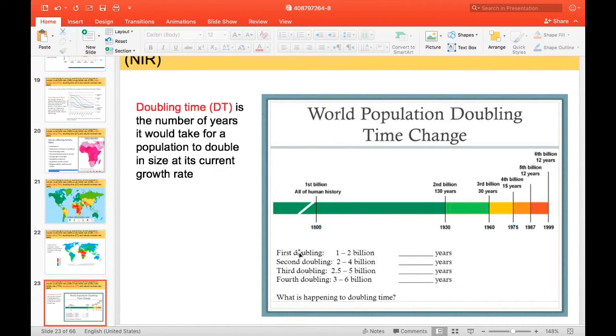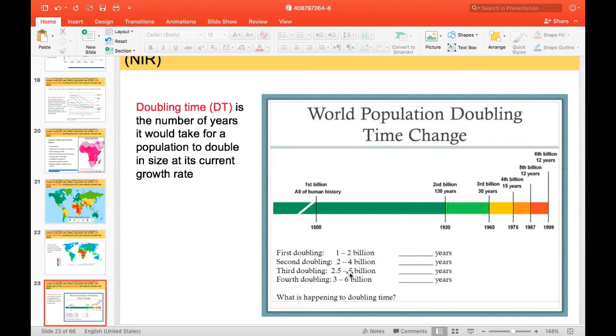So let's check. First doubling time, 1 to 2 billion. How many years? 130 years. Second doubling time, 2 billion to 4 billion. So let's check how many years. 1930 to 1975 is about 45 years. So you have to write 45 years here.